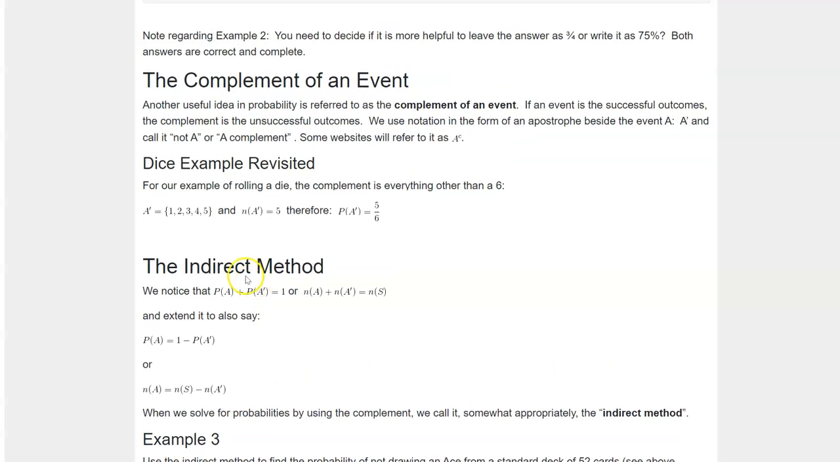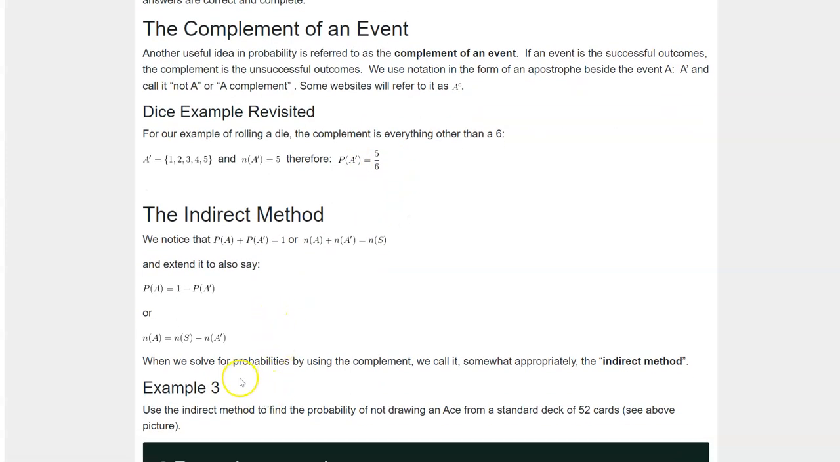Okay, so what I'm saying here is if I knew that there's a 1 in 6 chance of rolling a 6, then there has to be 1 subtract 1/6, which is a 5/6 chance of it not happening. Okay, this is easy to think about as a decimal. Maybe a little bit easier with decimals.